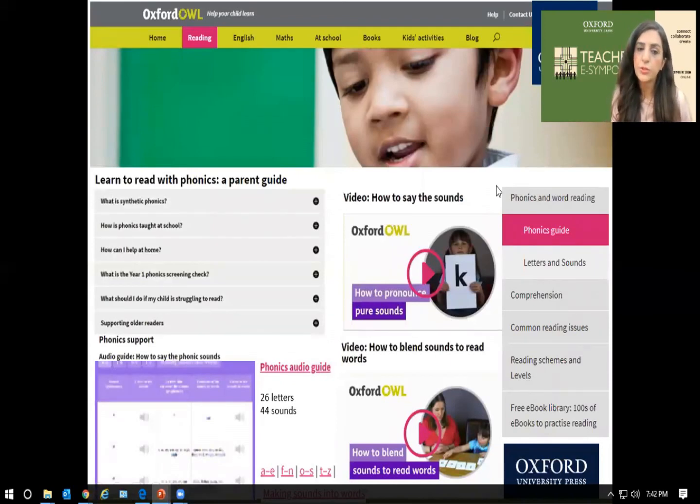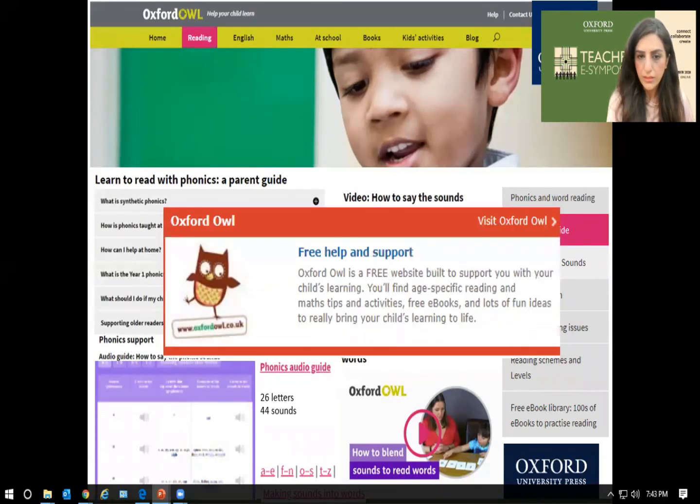If you want to learn more about phonics, or if you're looking for an audio guide to help you learn the sounds and practice them, head on to oxfordowl.co.uk. And there are excellent videos and phonic guides for you to follow. There's a lot of guidance and expert advice on teaching phonics as well. And there are some really helpful videos on how to teach blending to read words. So simply go on to oxfordowl.co.uk, and there are lots and lots of free resources available online.